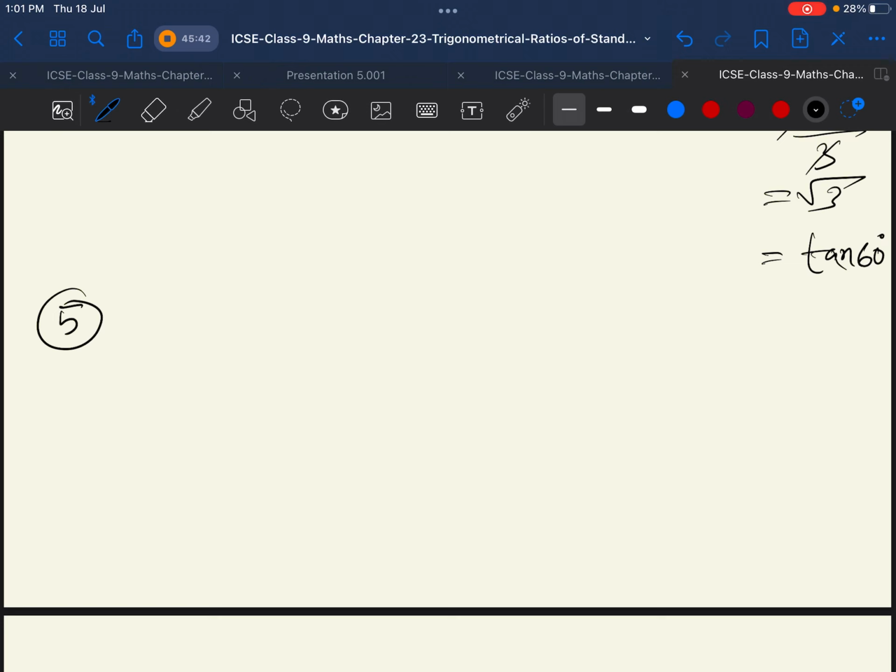Okay, now question number 5. See, ABC is an isosceles right angle triangle. So we can draw a triangle ABC. B angle is here, right angle. So assuming AB equals to BC, AB and BC is equal. This is x and this is also x. Find the value of each of the following trigonometric ratios. First, we have to calculate sine of 45.